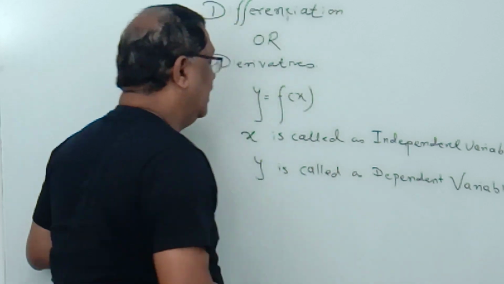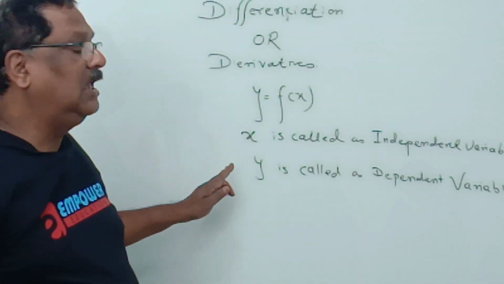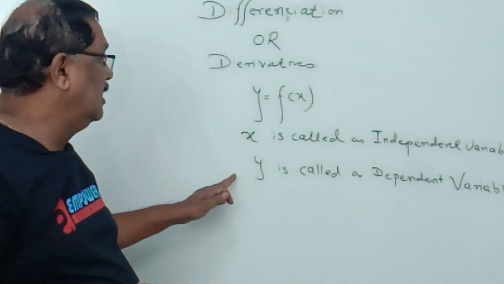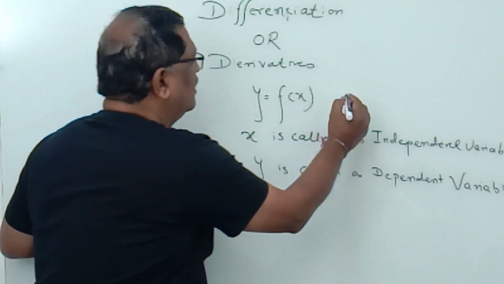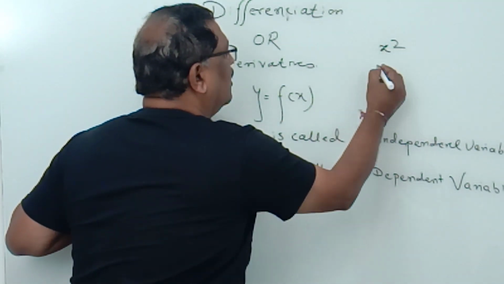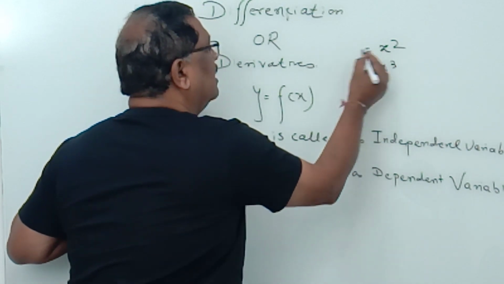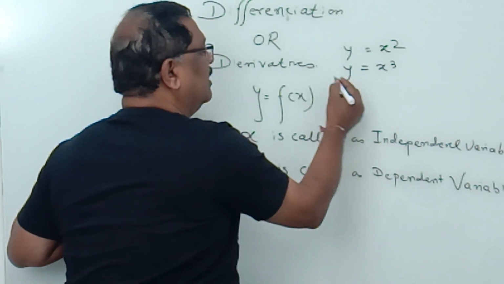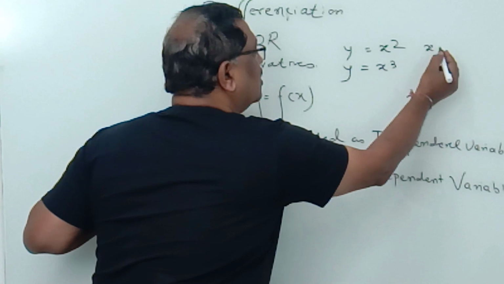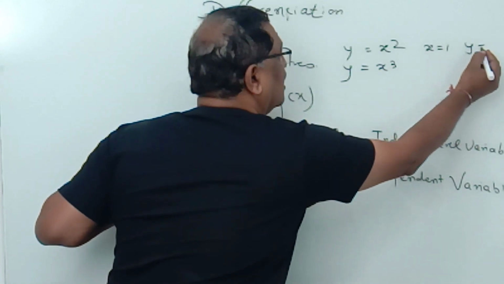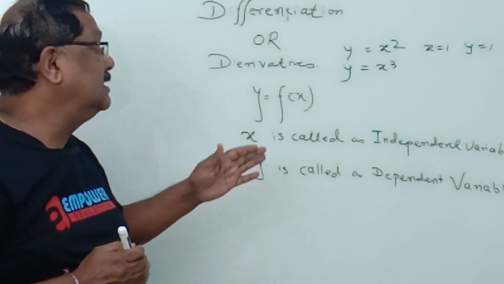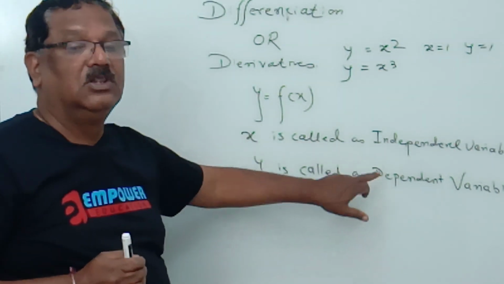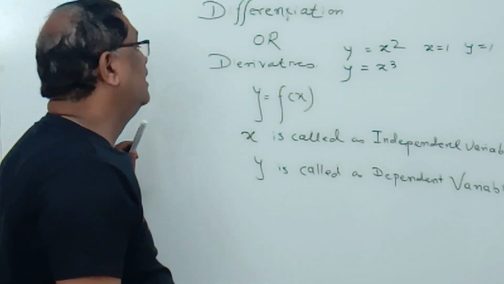It means that as x changes, the value of y also changes, and that's why it's called y is a function of x. It may be x square, it may be x cube. If you take y is equal to x square, then if you take x is equal to 1, y becomes 1. If you take x is equal to 2, y is equal to 4. It indicates that as I change x, the value of y is also changing.